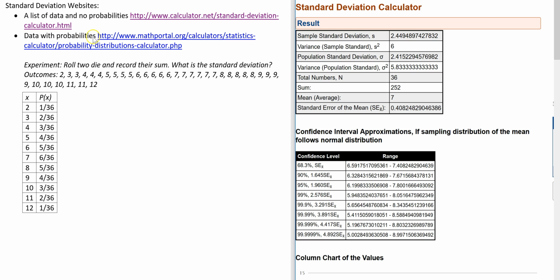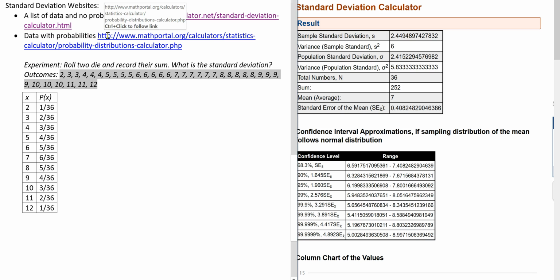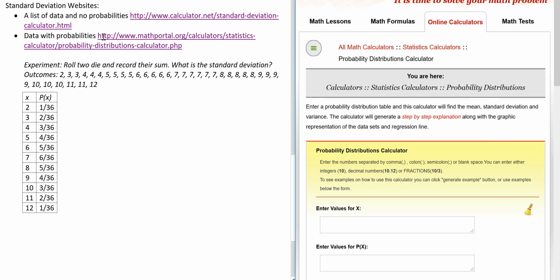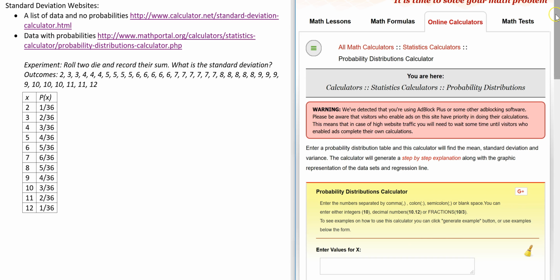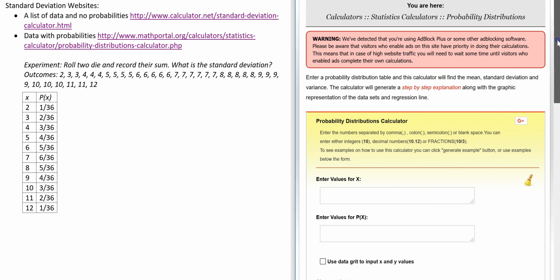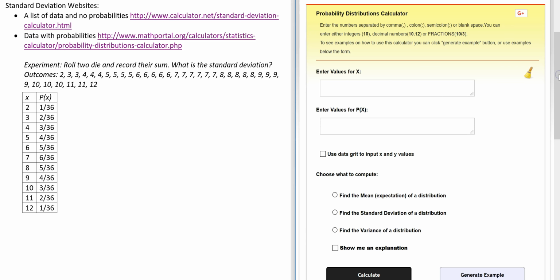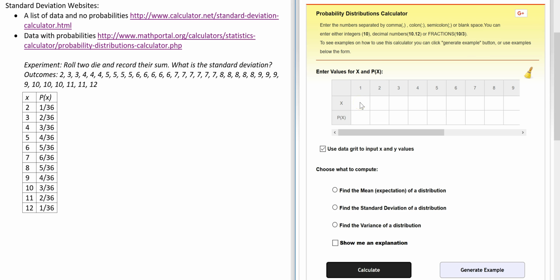The second website that I use is when I have probabilities or frequency distribution. And this is a calculator that if you followed in other videos, you would have seen before. It's a probability distribution calculator. And when I enter my values, I may want to enter them in this top box and then the probabilities in the bottom box. Or I can check and change this to more of a tabular form, typing in and tabbing over to place my data in as required.